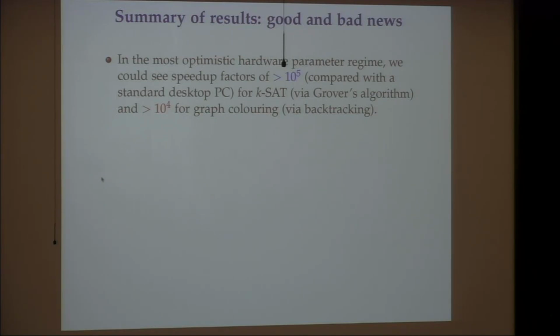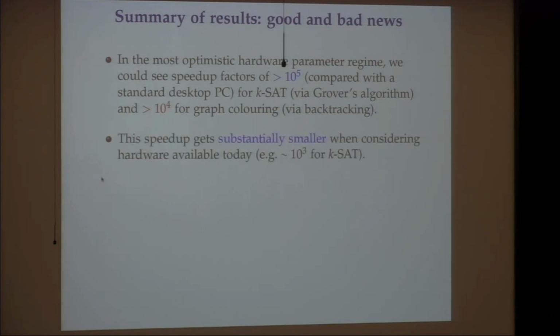So we have these problem instances that we expect will take a day to solve on a quantum computer, and if you used your desktop PC, it would take you 10 to the 5 days, something like that. Okay, so that doesn't sound too bad. The bad news, well, there's, I guess, several bits of bad news. So firstly, if we consider the more realistic hardware parameter regimes corresponding to hardware that we have today, then the speedup gets smaller. So for example, it might be 10 to the 3 for KSAT, which may be less impressive.